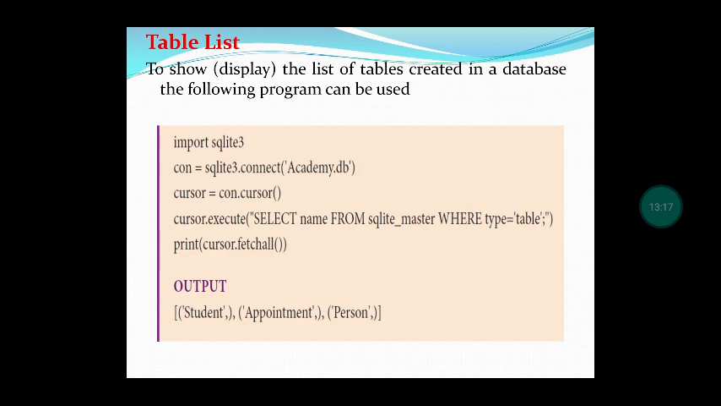Next, to list out the tables, you have to give the command select name from SQLite master where type equal to table. So what are all the tables we have used has been displayed: student, appointment and person. So these 3 tables have been displayed.